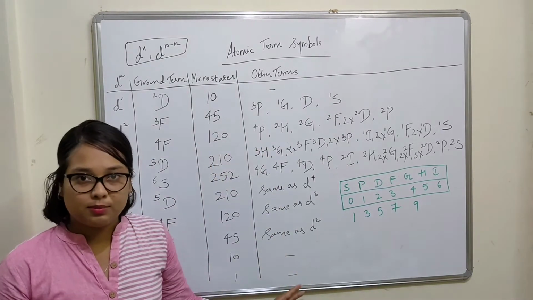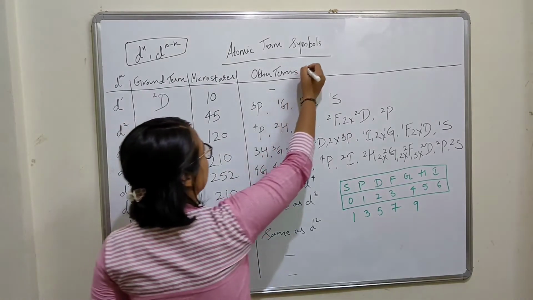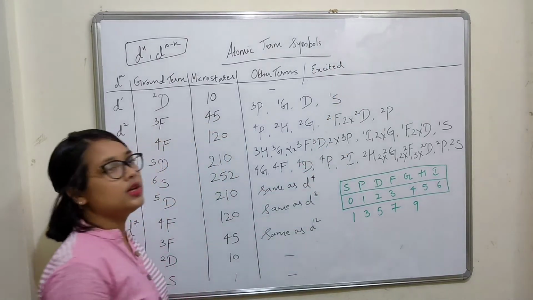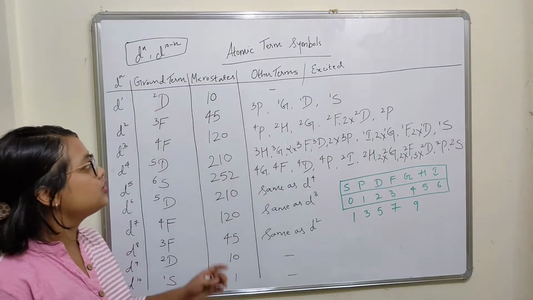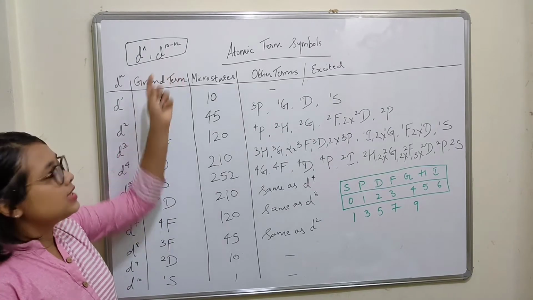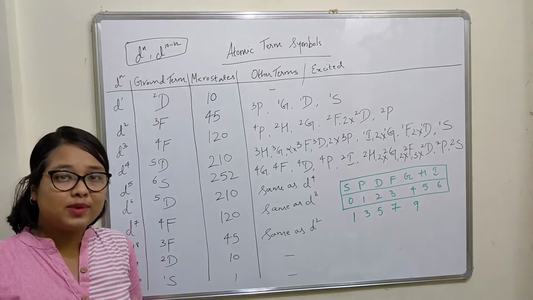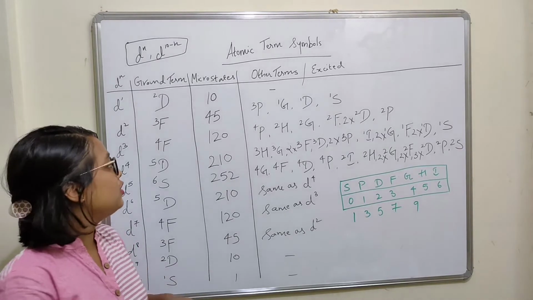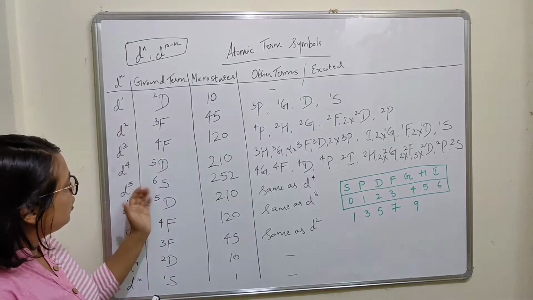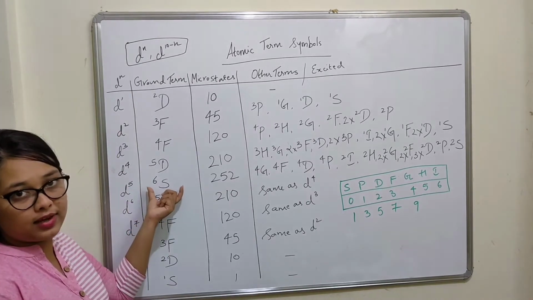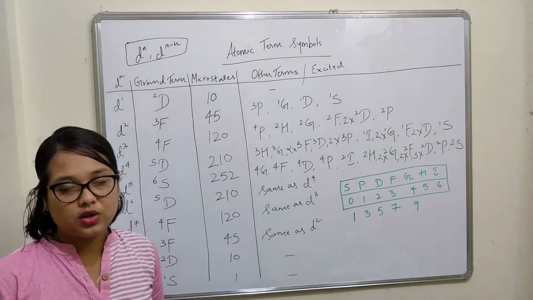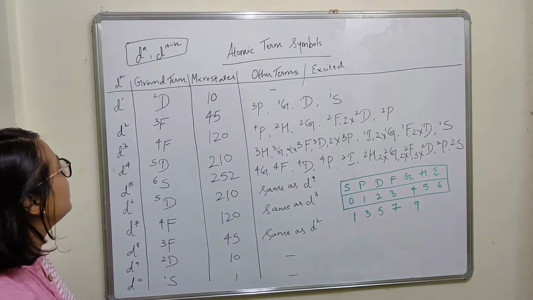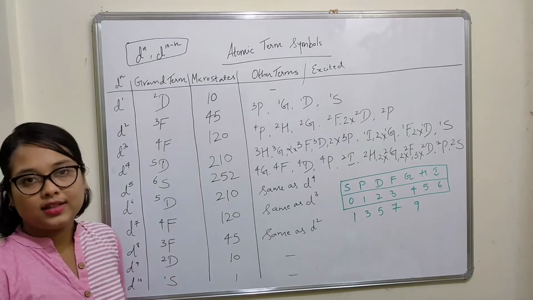Also the other terms which are present. What do I mean by other terms? I'm trying to say the excited terms, the terms which have a higher energy. So for Dn and D10 minus n, the ground state term symbol, the number of microstates and the excited term symbols are all going to be the same. That's the beauty. You just have to know your ground state term symbol till D5, and I gave you a little trick also wherein you can find out the ground state term symbol within 30 seconds.